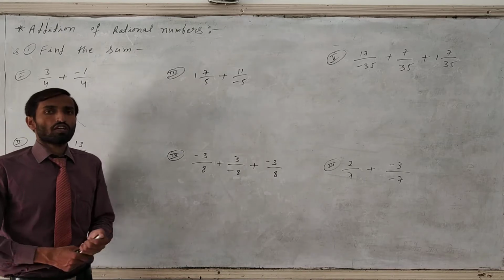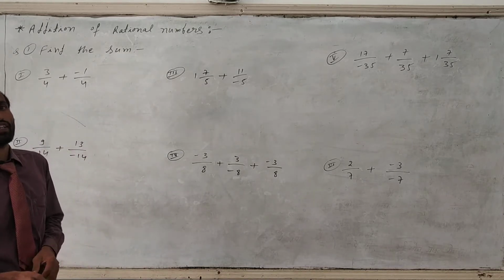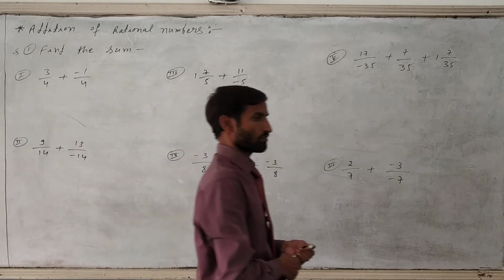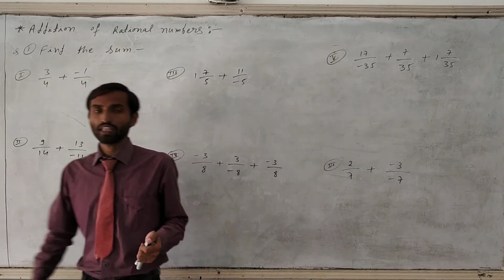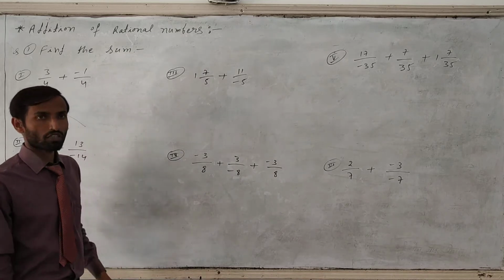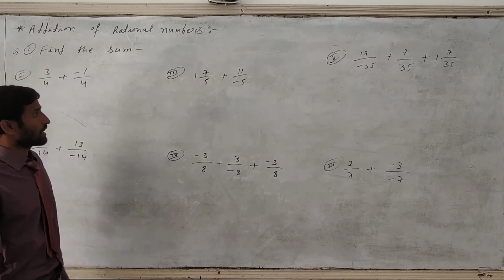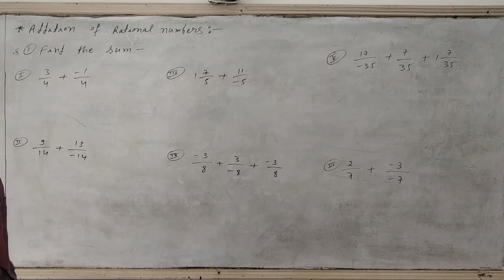Last class I explained self practice 3B question number 2, which is based on arranging any rational numbers in ascending or descending order. Now next we have to go for exercise self practice 3C.